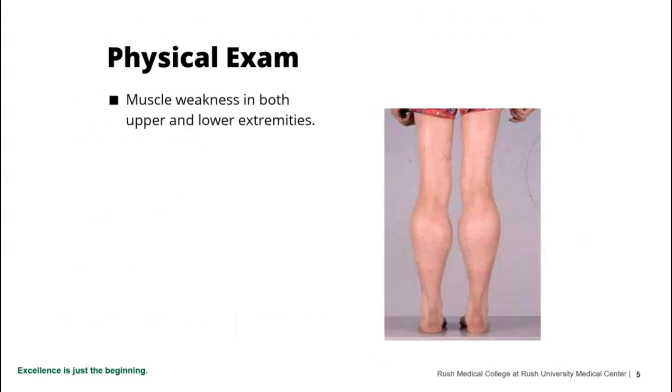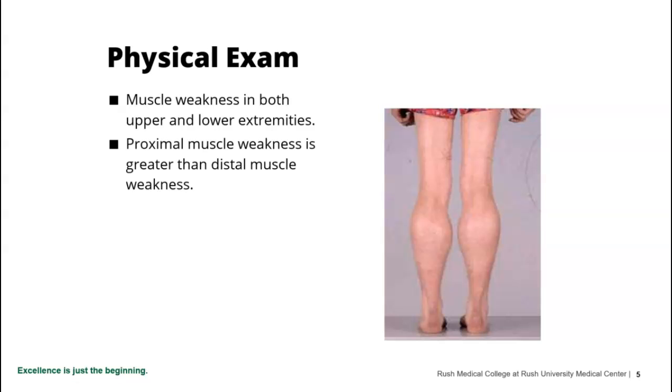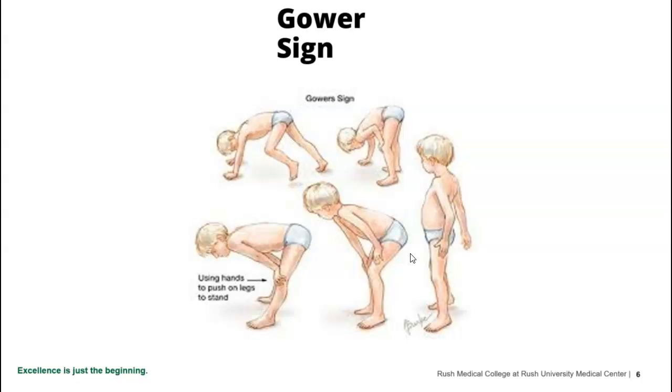On physical exam, muscle weakness in both the upper and lower extremities is identified, but it's more of a proximal weakness greater than distal. So proximal, difficulty standing up from a chair, difficulty going upstairs. There's enlargement of the calves, and this is believed because as we lose muscle, it's being replaced by fat, and that's why the calves get enlarged.